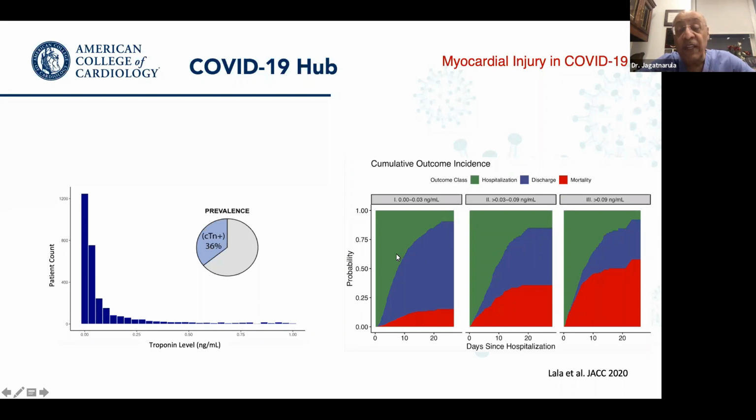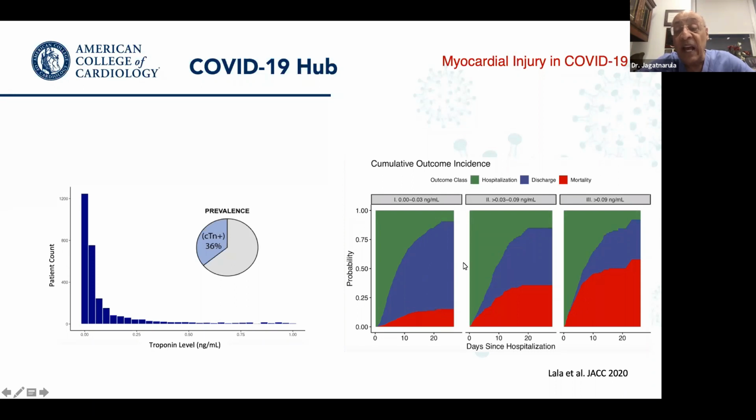However, if we categorize it by the level of troponin release, as you can see here, from left to right, there is an increasing level of troponin leak. Green is the total number of subjects admitted to the hospital, blue are the patients who recover and are discharged, and red are the people who succumb to the disease.